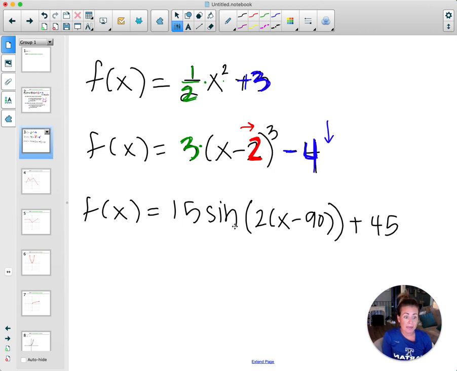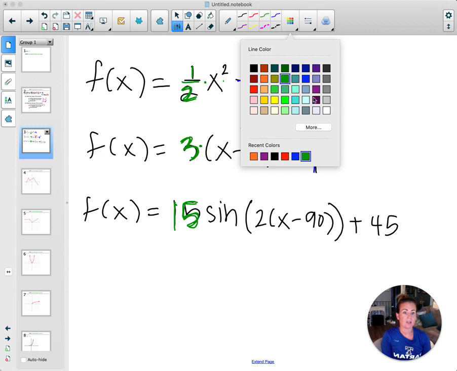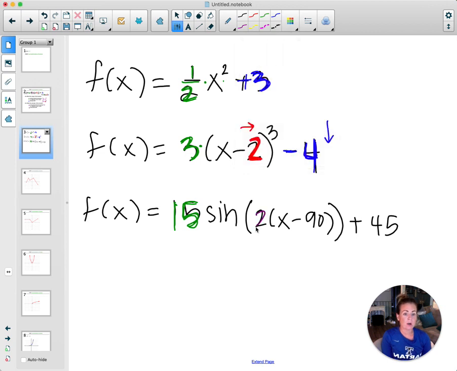Then this last one, you may or may not even know what the sine function looks like. That's fine. It doesn't matter. You just need to find the numbers. So we have the sine function. The 15 is on the outside, that's your a value. You've got this 2 on the inside multiplied, so that's your b value. You've got the 90 on the inside subtracted, so that's your h value. And then the 45 on the outside added, so that's your k value.